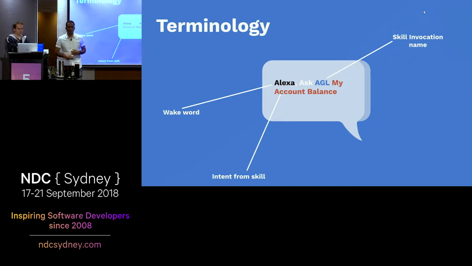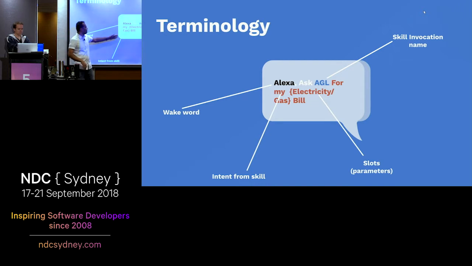Sometimes you want to pass parameters to it. So you have an energy bill and a gas bill. You can pass it as parameters. In Alexa terminology, it's called a slot. So you can have multiple slots, and you say, ask AGL for electricity bill or gas bill, and depending on the parameter, you can get the different bill for it.